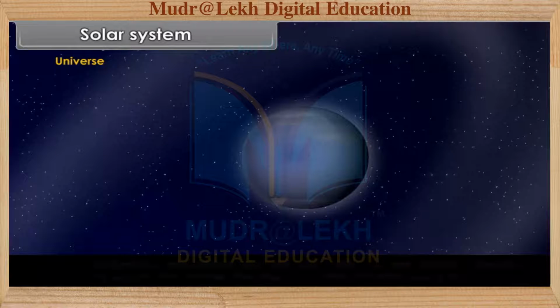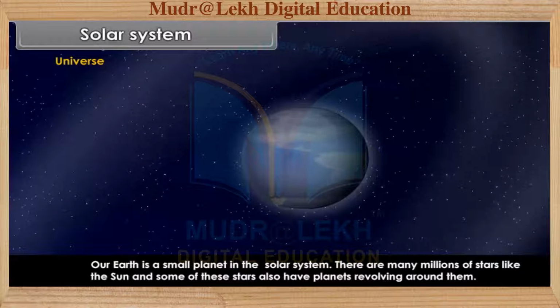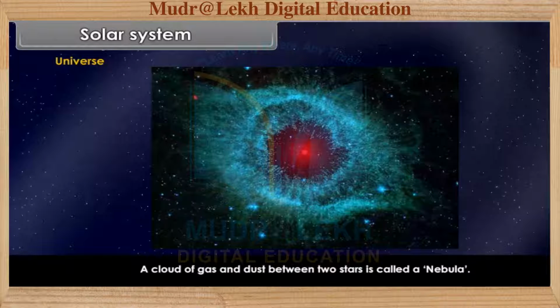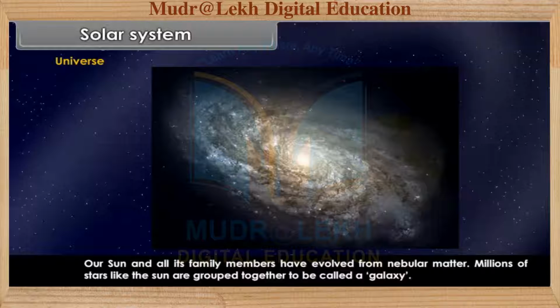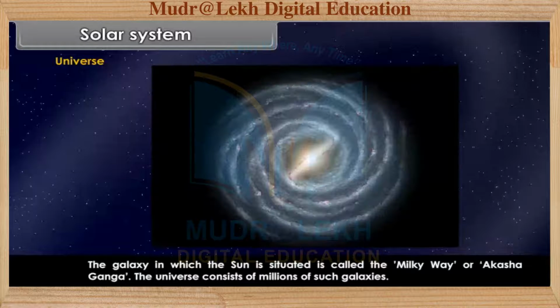Universe. Our Earth is a small planet in the solar system. There are many millions of stars like the sun, and some of these stars also have planets revolving around them. A cloud of gas and dust between two stars is called a nebula. Our sun and all its family members have evolved from nebular matter. Millions of stars like the sun are grouped together to be called a galaxy. The galaxy in which the sun is situated is called the Milky Way or Akash Ganga. The universe consists of millions of such galaxies.